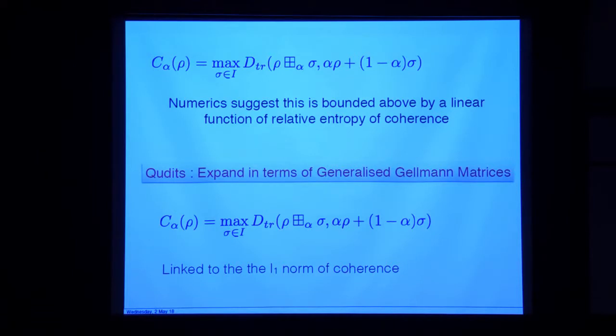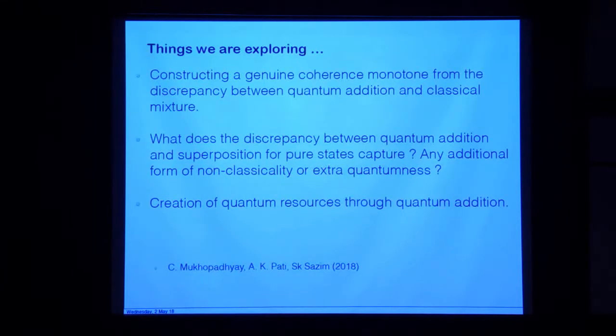So the things we are trying to explore are the following. We are trying to construct a genuine coherence monotone from the discrepancy between quantum addition and classical addition. And you can also ask the following question: what does the discrepancy between quantum addition and actual superposition for a pure state capture? Because these two things are different, even though this looks like superposition, but it is not. So for a pure state, these two things can be different.